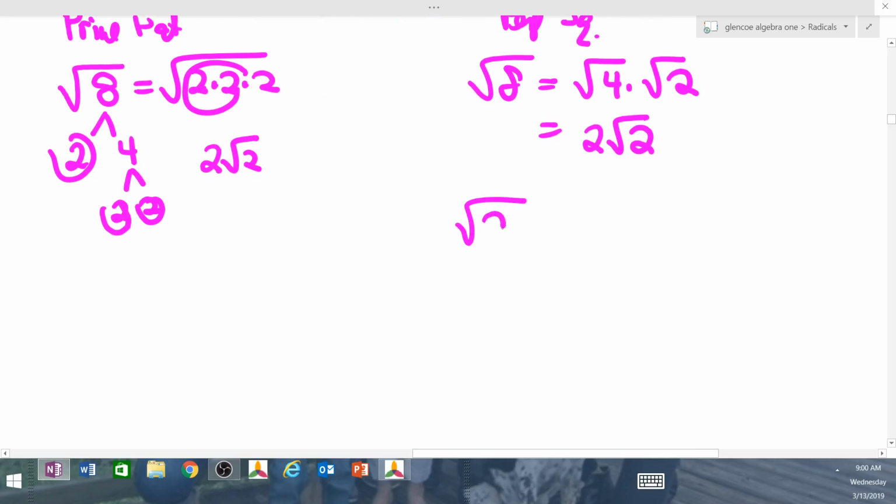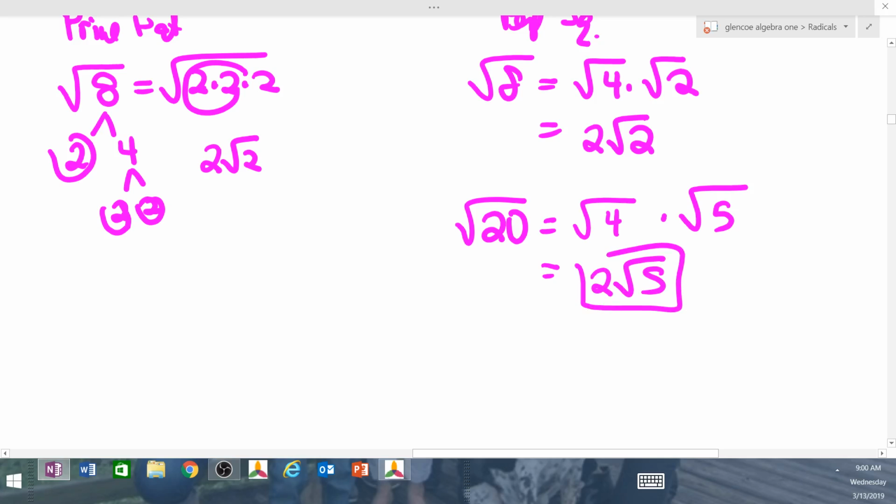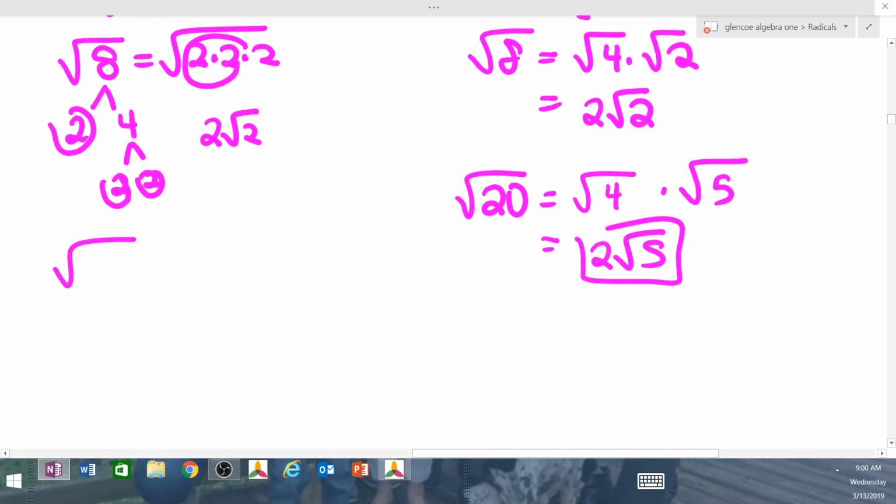Okay, this next one, I want you to try by perfect squares. Everybody simplify radical 20 by using perfect squares. So look back at your perfect square sheet and find the biggest perfect square in 20. Joseph, what is it? Okay, so square root of 20 would break down to the square root of 4 times the square root of 5, or your final answer would be what, guys? 2 radical 5.